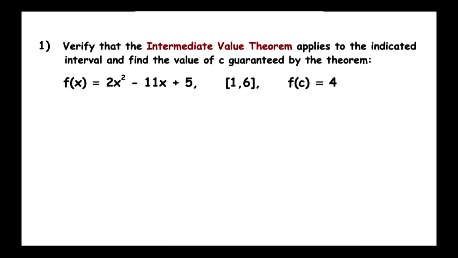All right, we're going to go ahead and put the IVT to use. Okay, first of all, verify that we can use the theorem. All right, is the function continuous? Well, yes, it's parabolic still. Okay, so we're safe. Let's try the 1 in. If you try the 1 in, you're going to get 2 minus 11 plus 5. That's going to be negative 4.